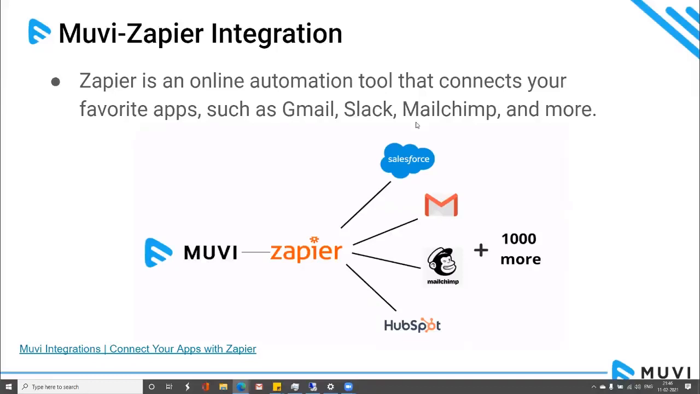Now, you don't need to pay for Zapier through Muvi. You probably already have an account with Zapier, and if you do, you can simply make a zap between Muvi and any other app through Zapier.